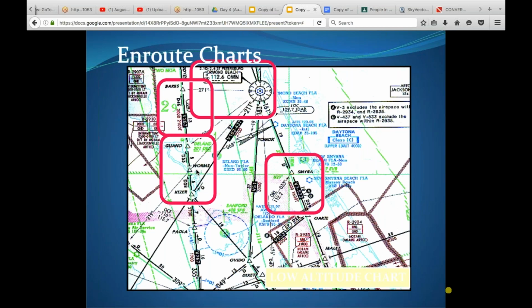So, yay, intersections. Yeah, intersections, guano, worms, really just beautiful names.